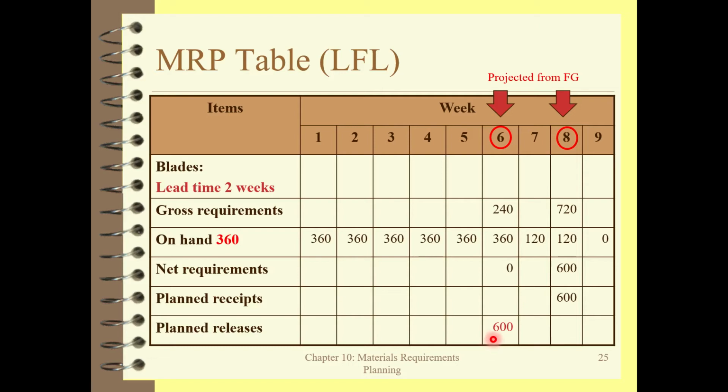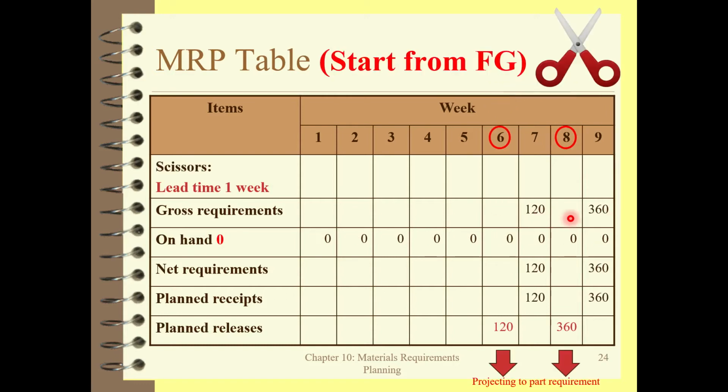Okay, now go to screw. For the screw, again, the relationship between finished good and the offspring is 1 to 1, right? In this case, you need screw of 120 and 360, like this one, 120, 360.